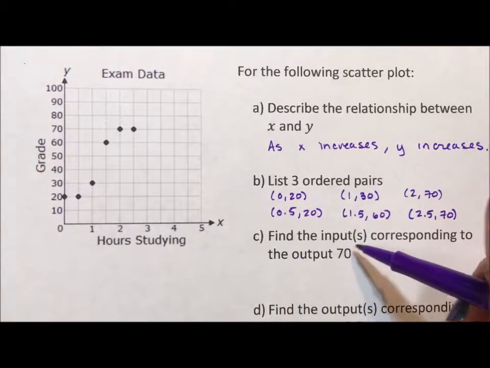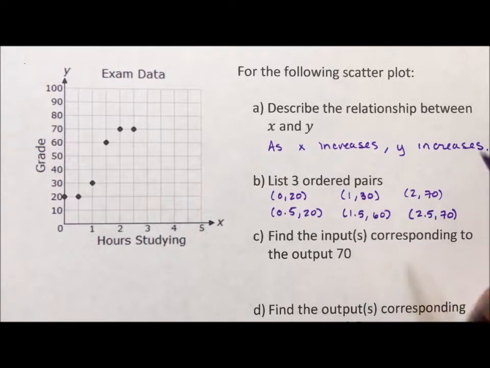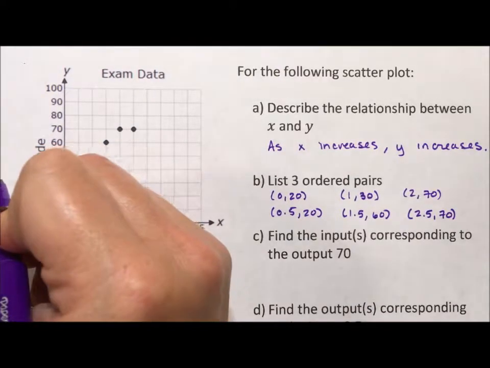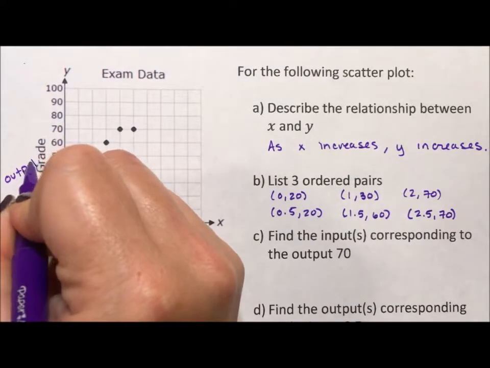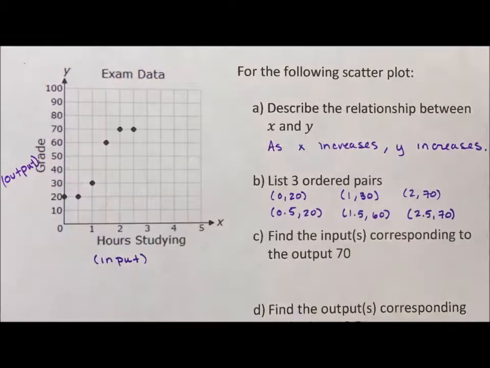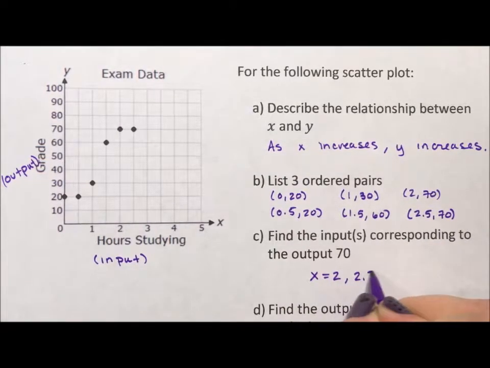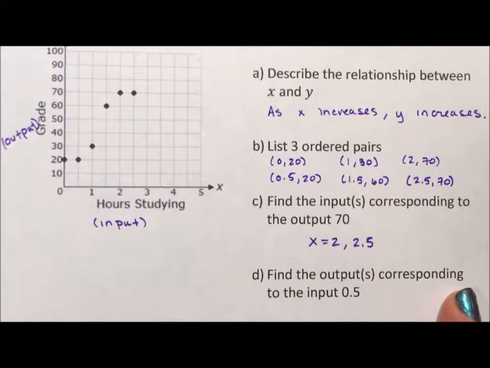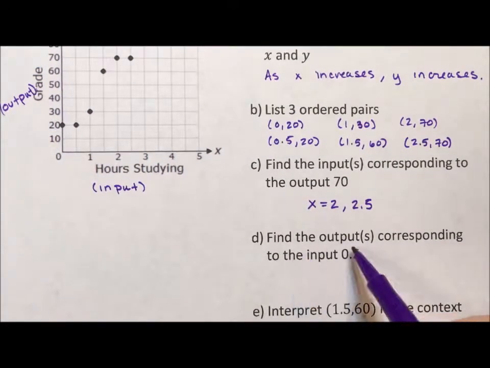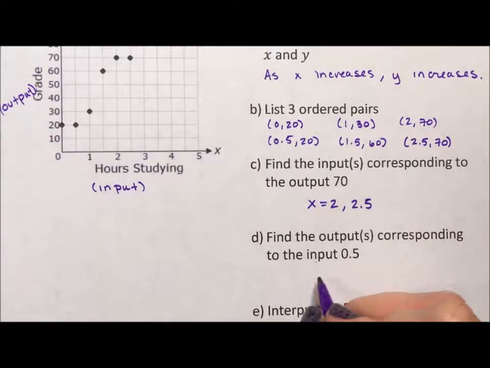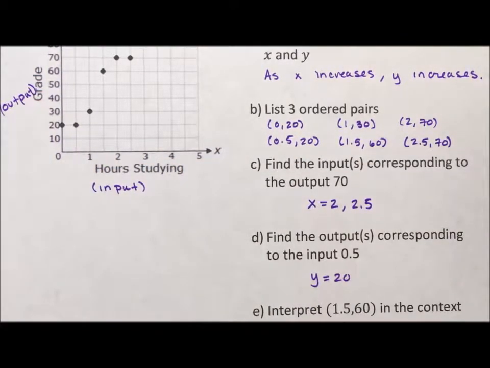It says find the input or inputs corresponding to the output of 70. Well, the input is always on the bottom. We always have the input here, and we always have the output on the up-down axis. So 70 has the inputs of 2 and 2.5. So x equals 2 and 2.5. Find the outputs corresponding to the input of 0.5. Input of 0.5 has the output of y equals 20.